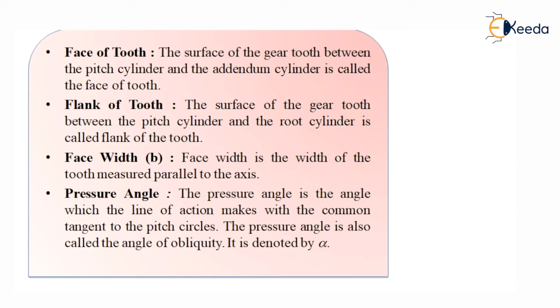Next is face width, denoted by B. The face width is the width of the tooth measured parallel to the axis. Next is pressure angle, denoted by alpha. The pressure angle is the angle which the line of action makes with the common tangent to the pitch circles. The pressure angle is also called the angle of obliquity.